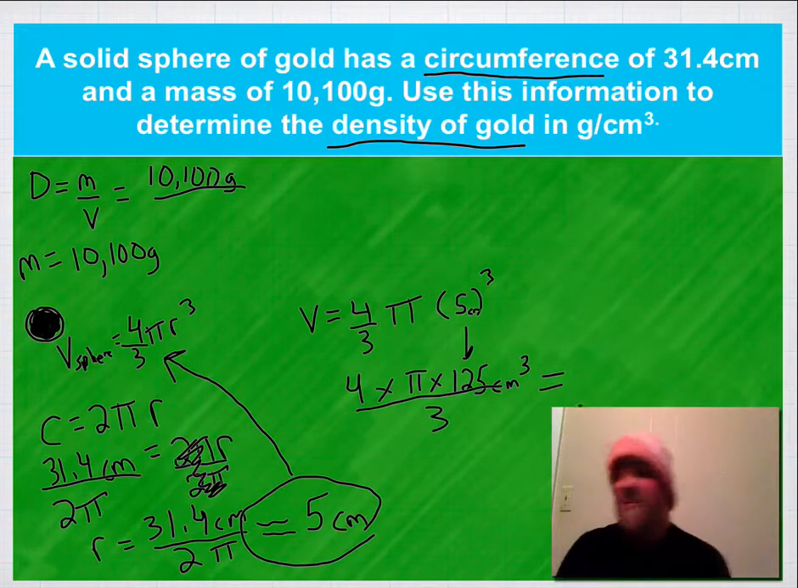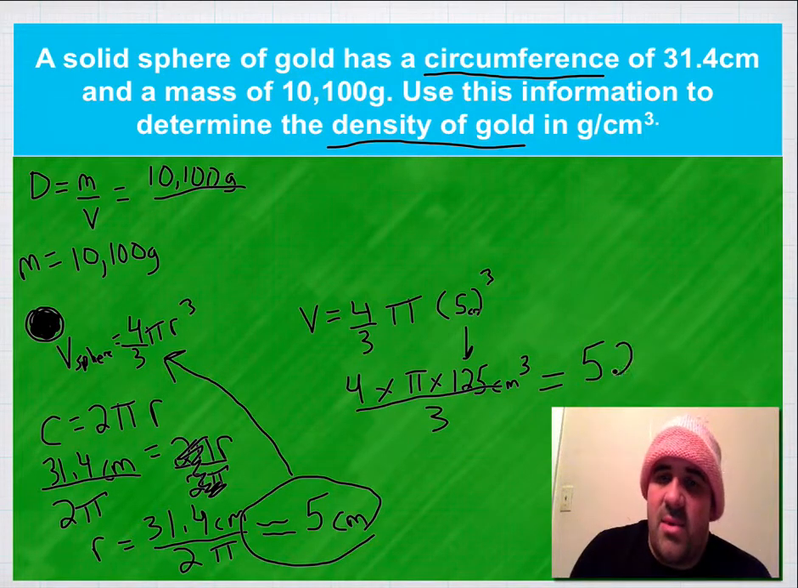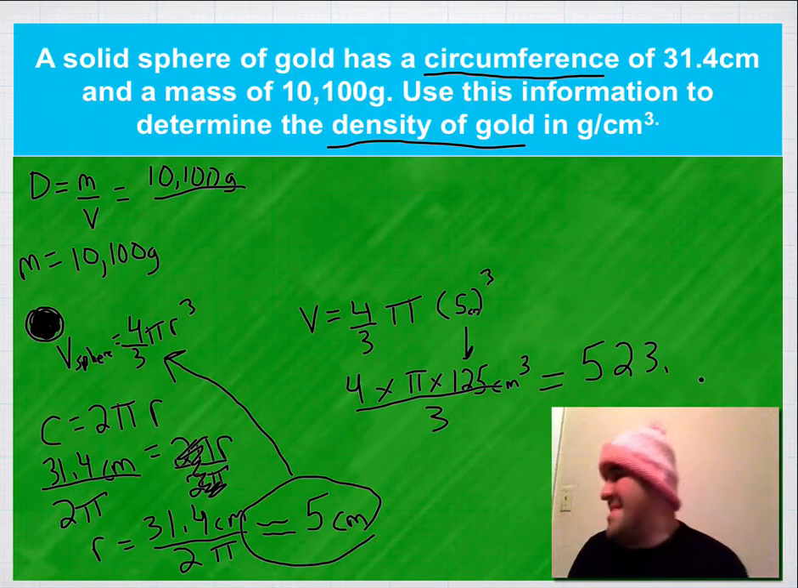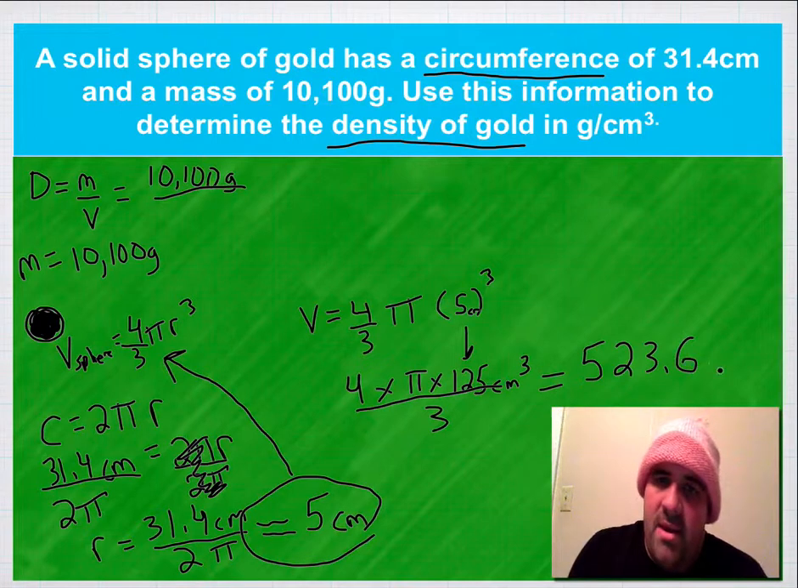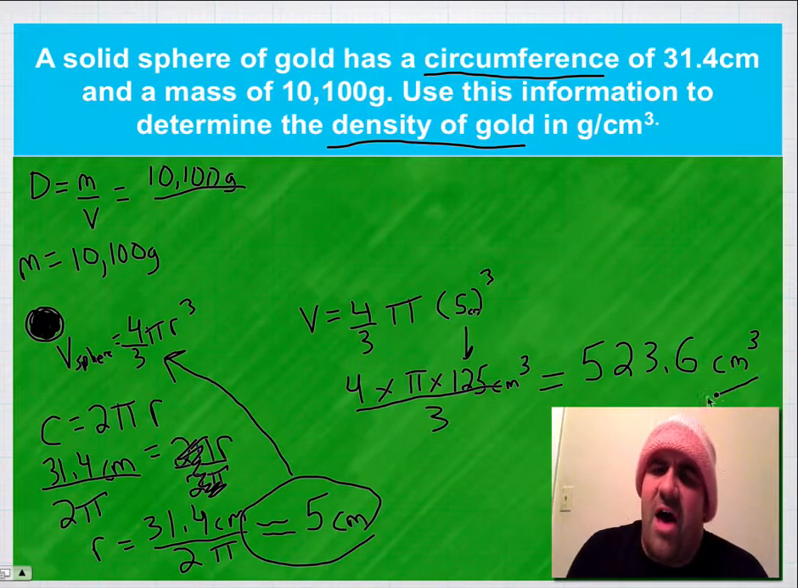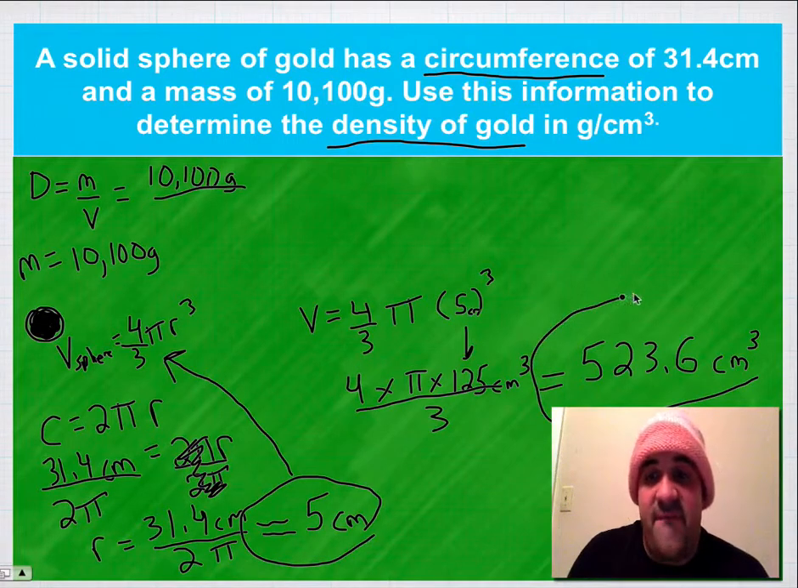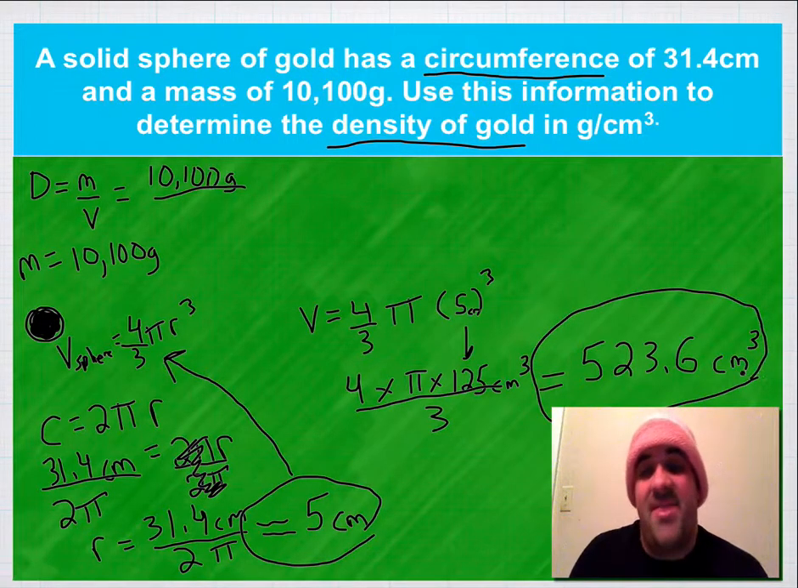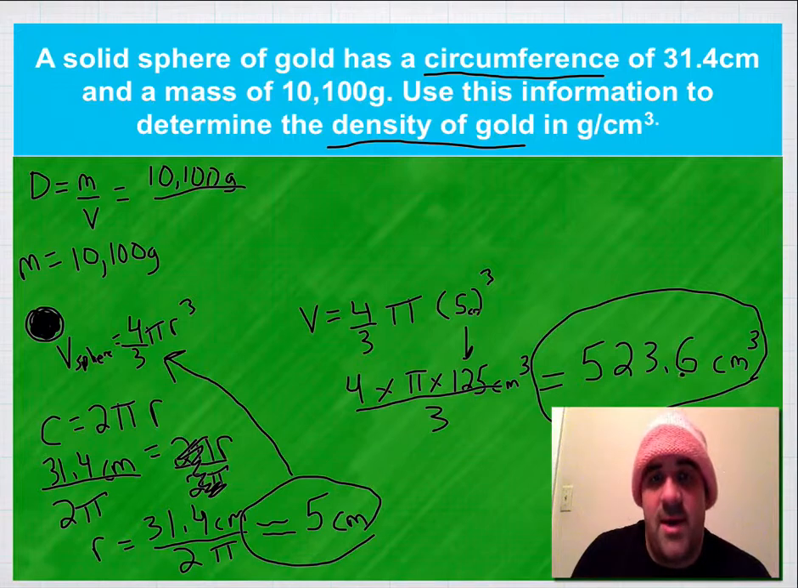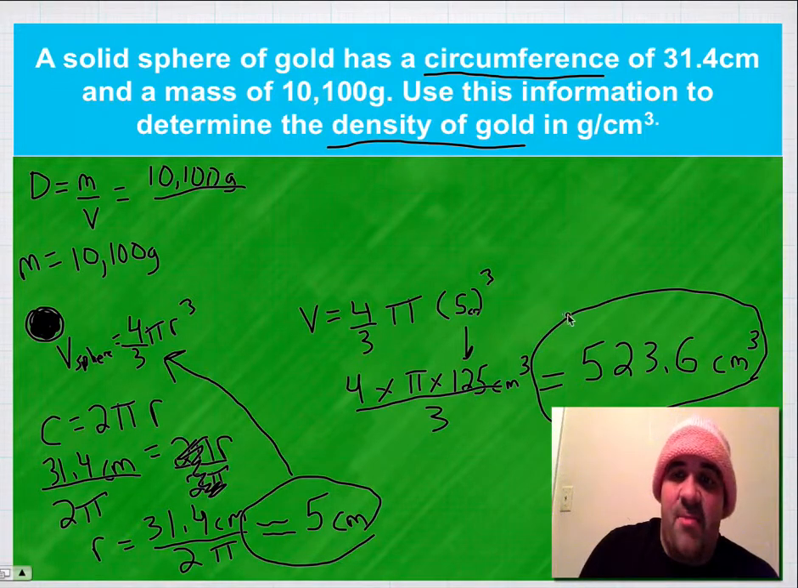And our answer is going to be 523.6 centimeters cubed. So this is the volume of the sphere. This is how much physical space that solid gold sphere will take up. If this is the volume, all I've got to do is plug this back into the density formula.